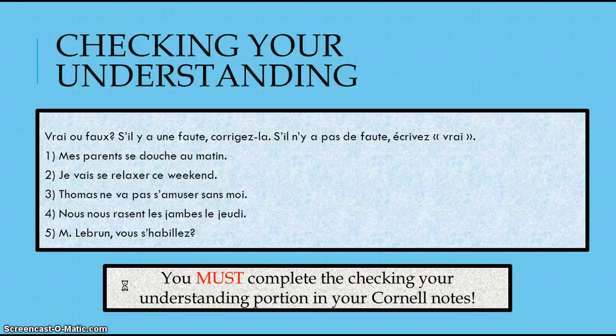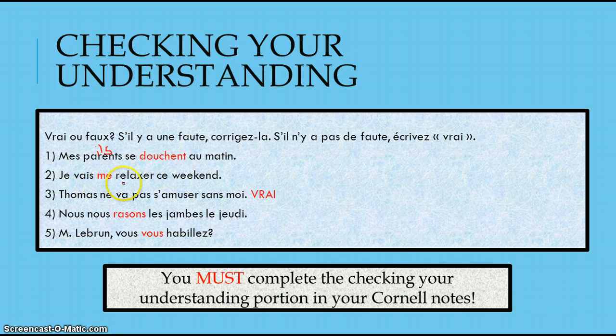At this time, you need to pause the presentation again to allow yourself enough time to do the check your understanding. Here are the answers in red. Number 1, mes parents se douchent. That should have been the correct conjugation for this verb here. It needed to end in ENT because mes parents is the same thing as ils, meaning they. So you had to cross the ER off and add your ENT.